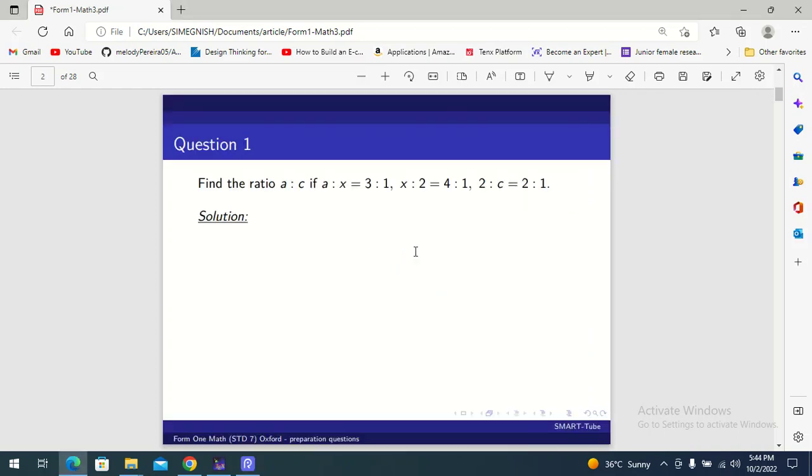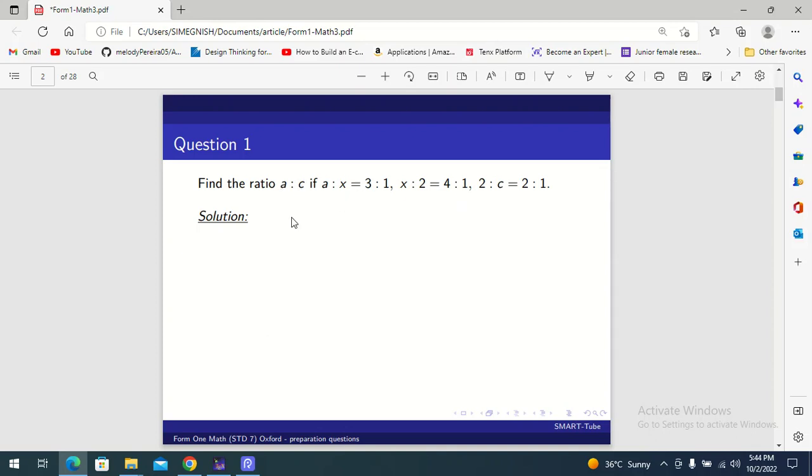So the first question says the ratio of A to C is unknown, and you are given A to X is equal to 3 to 1, X to 2 is equal to 4 to 1, and 2 to C is equal to 2 to 1. The question is to find the ratio A to C. That means you need to find the values of A and C from the given information.